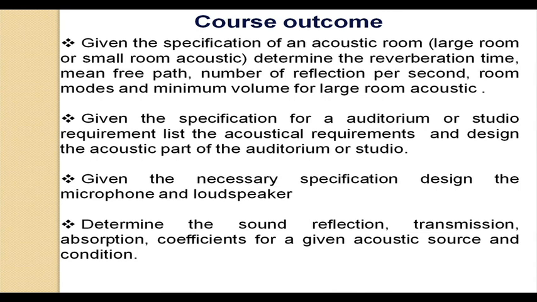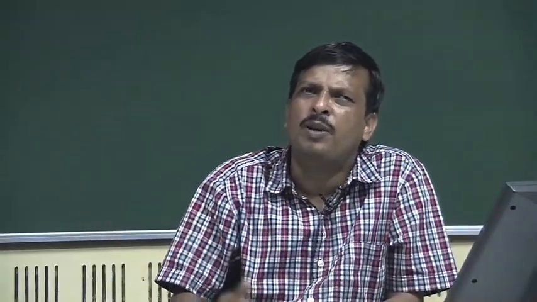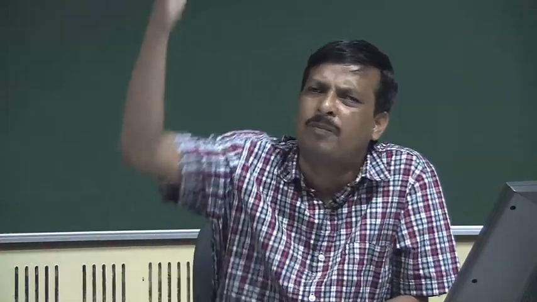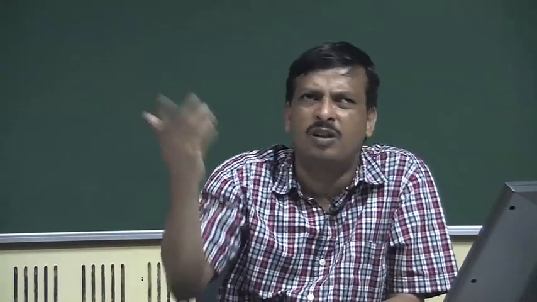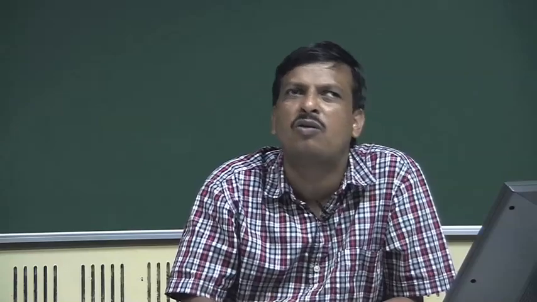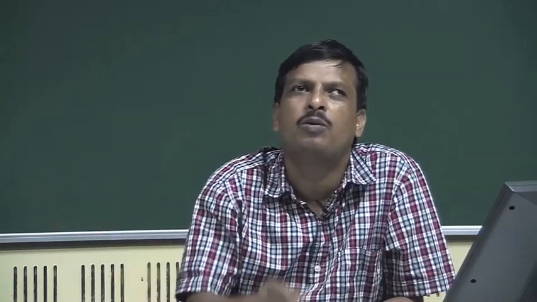Then determine the sound reflection, transmission, absorption coefficient for a given acoustic source condition. Somebody may ask you, sir, why do I require a concrete wall between the auditorium and the control room? I have put a small control room at that side. I can make a simple partition of gypsum board. Why do I require a concrete wall? So, you have to explain that if you produce a sound in the auditorium, this sound should not go into the next room if I put a concrete wall.